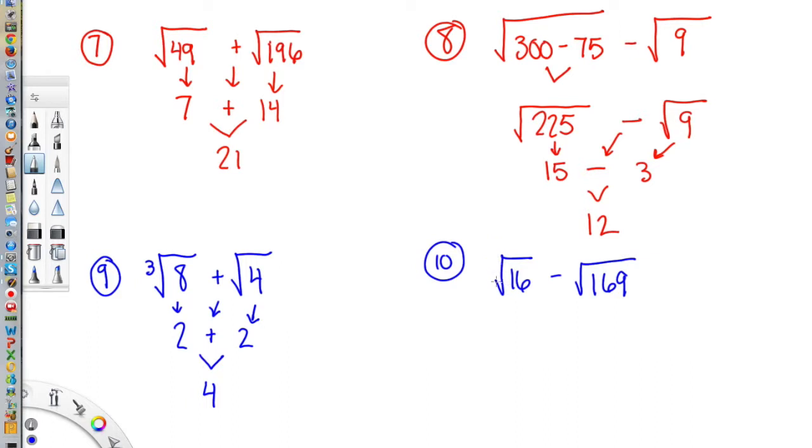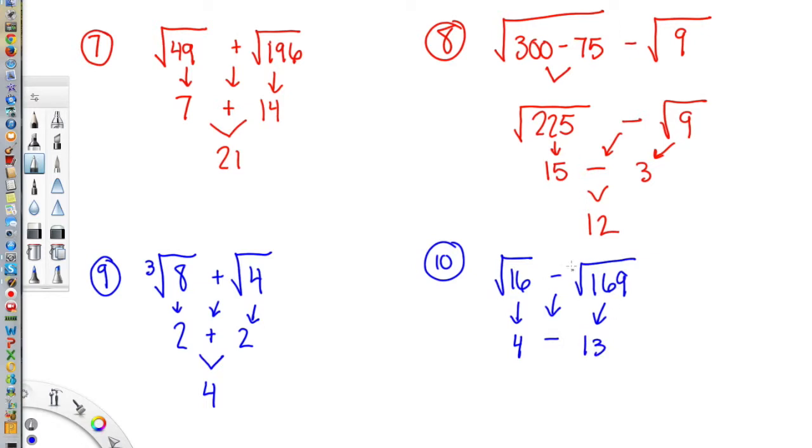Now number 10 is the square root of 16 minus the square root of 169. Now you're going to get a negative answer here if you figure this out. The square root of 16 will be 4. I have to do that radical first. I bring down my subtraction sign. And the square root of 169 is 13, because 13 times 13 will give me 169.